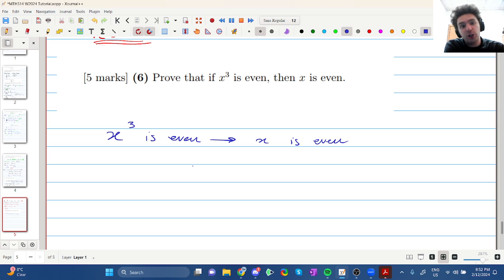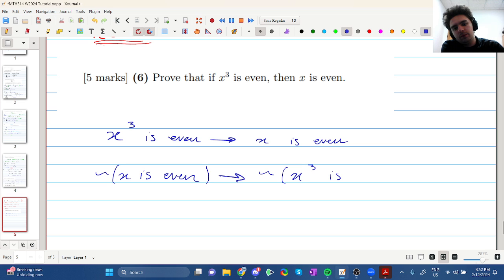So what you can do is the contrapositive. The contrapositive is you swap the order and you invert it. So it's not x is even implies not x cubed is even. This is called the contrapositive. A logical implication is equivalent to its contrapositive. This is the easiest way of doing it.